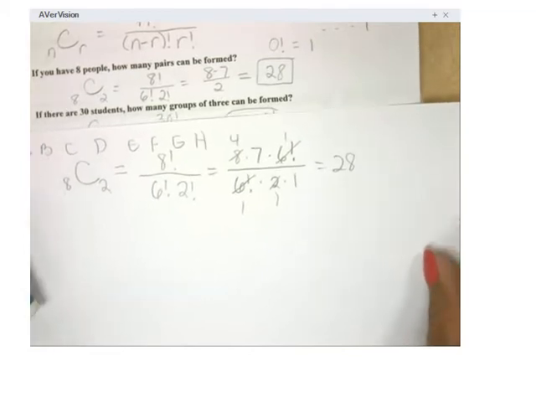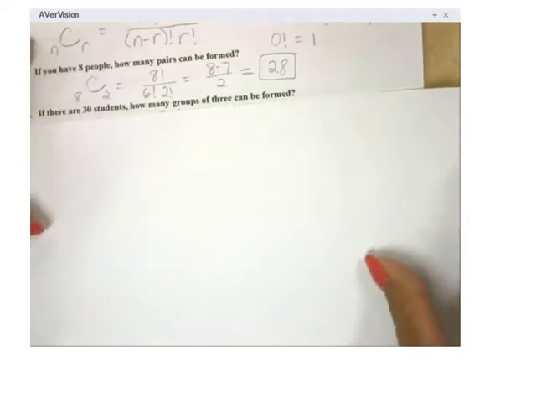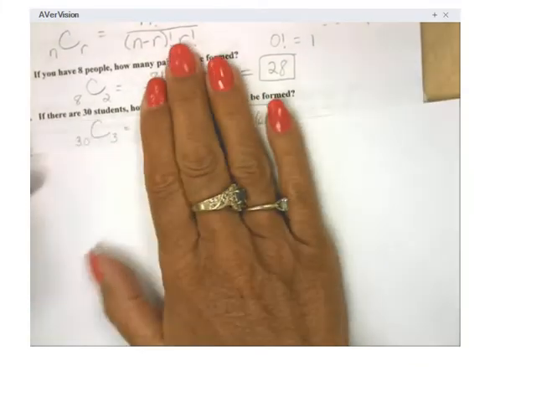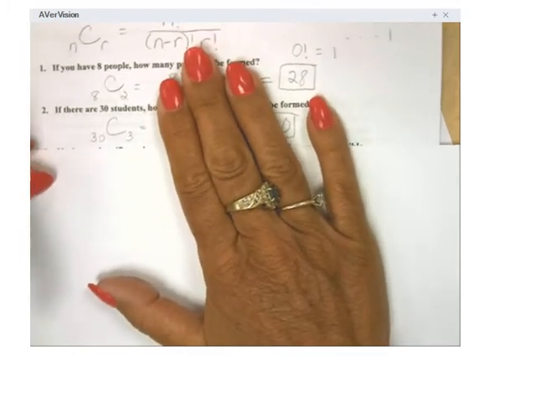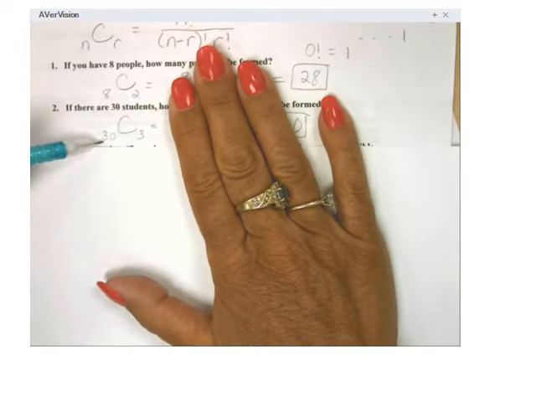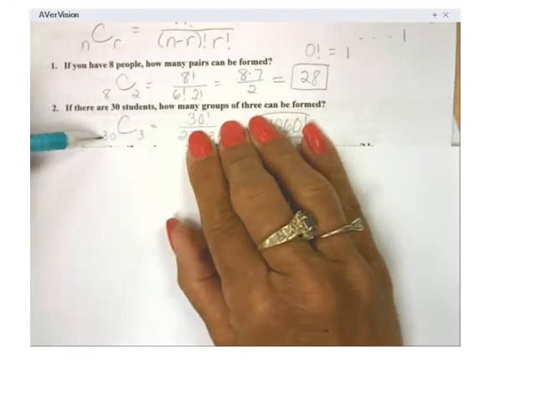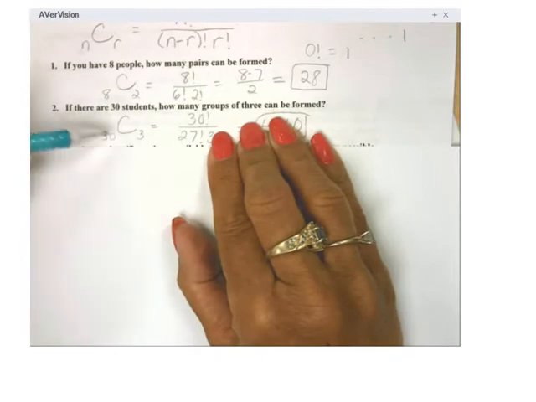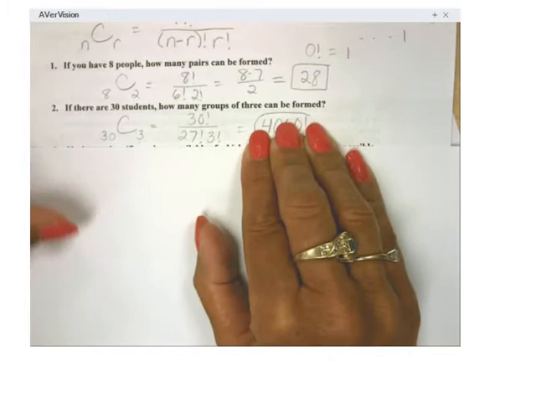Now, next question. If there were 30 people, how many groups of 3 can be formed? If they are groups of 3, we know that we have 30 people to choose from. We have 30 people to choose from, and we want groups of 3. So we have the 30 factorial on top, the difference between the two on the bottom, also divided by 3 factorial on the bottom.